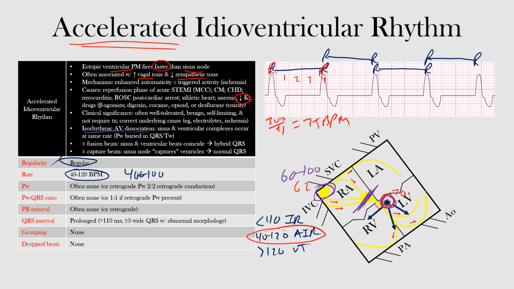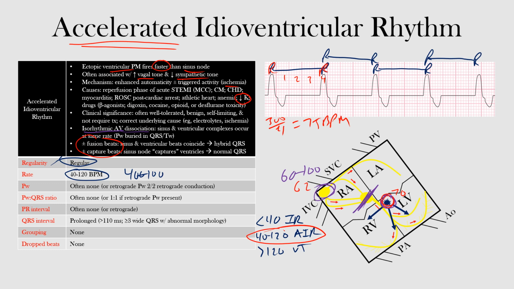The mechanism is often due to enhanced automaticity. You may see triggered activity in ischemia or digoxin toxicity. We mentioned a number of causes. Clinically, this is often well tolerated, benign, and self-limiting, and doesn't require treatment. We talked about isorhythmic AV dissociation, in which the sinus and ventricular complexes occur at the same rate. So sometimes we can see those P waves that will be buried within the QRS complex or T wave. We mentioned these fusion or capture beats that we'll talk about more when we talk about VTAC.